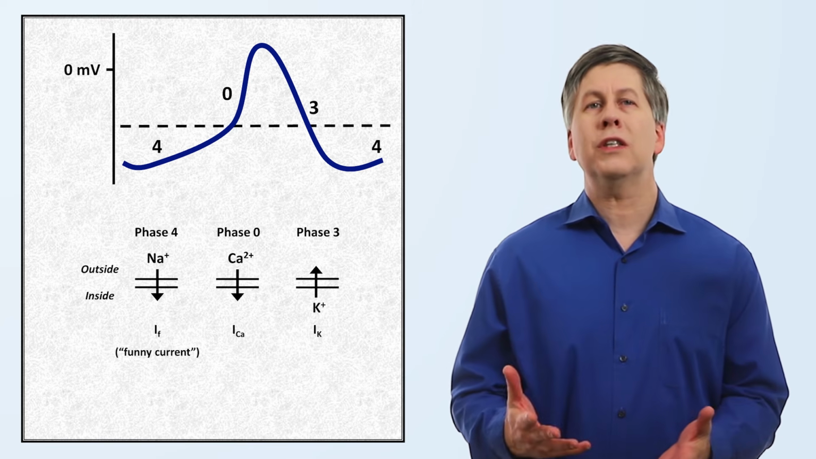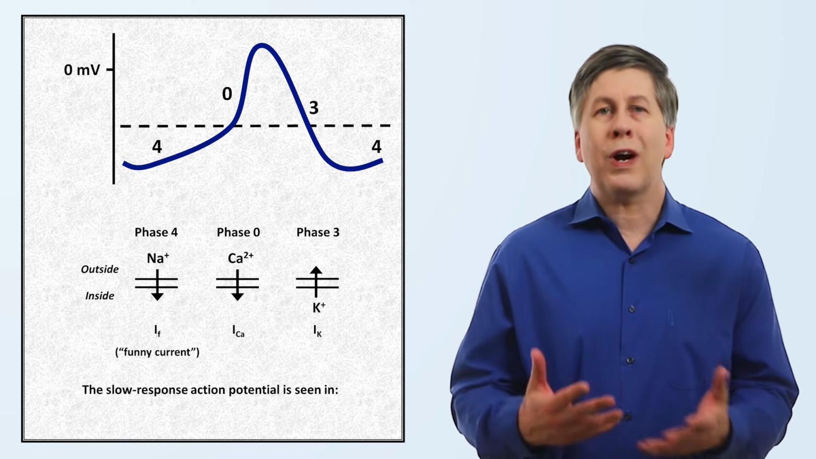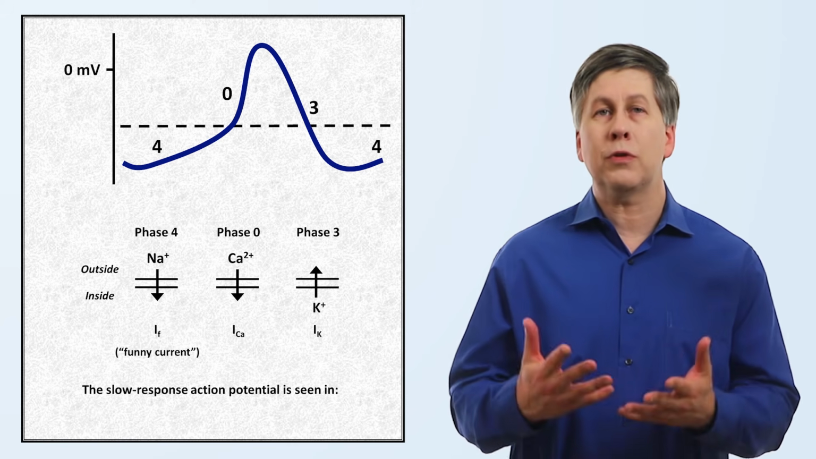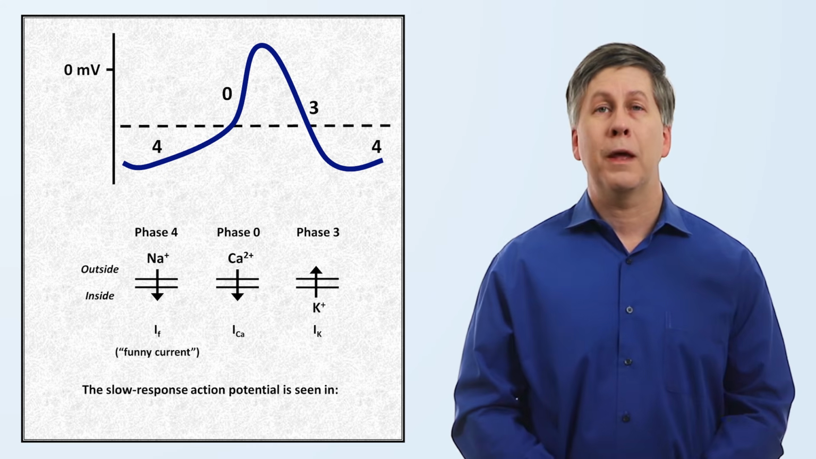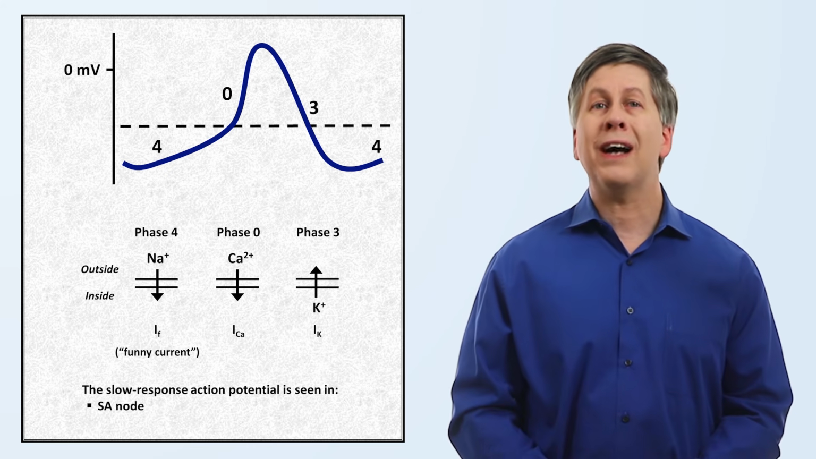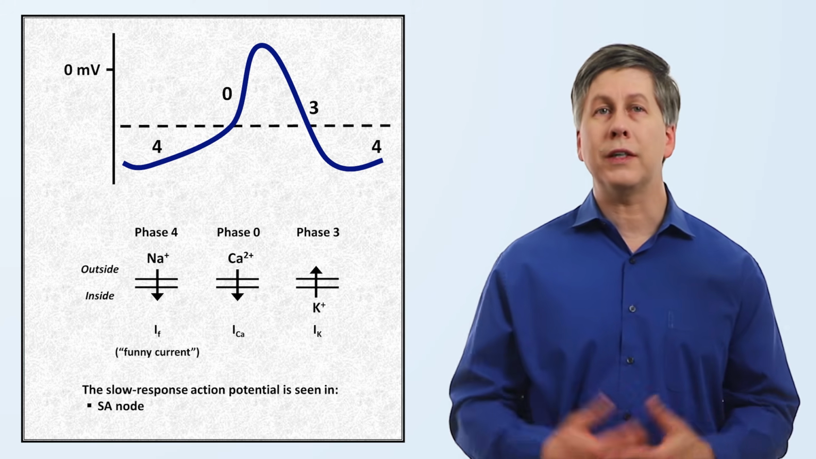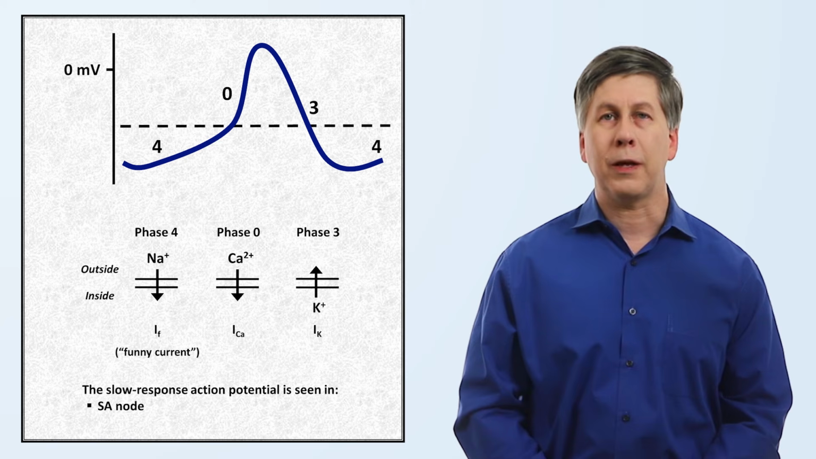So where in the heart would the slow response action potential be most important? Well, where in the heart is it necessary for cells to spontaneously depolarize? Pacemaker cells, like for example in the SA node. The process by which pacemaker cells in the SA node spontaneously depolarize is known as automaticity.